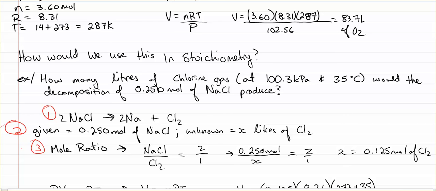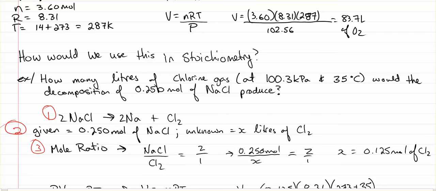So far we have our decomposition and our balance. Our given, as stated in the question, is 2.50 moles. These other pieces right here, the 100.3 and the 35 degrees, are going to be used towards the end of the problem. So what we have now is a mole ratio of NaCl over Cl2 equals 2 over 1. And then we're going to take that and plug in our values.